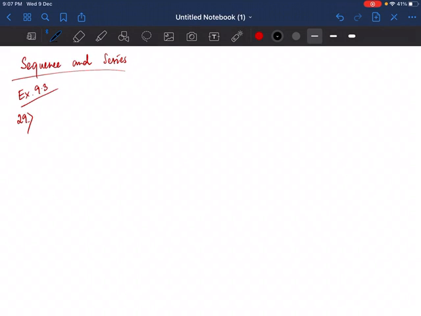So what I am about to start is question number 29. Here it says, if A and G be arithmetic mean and geometric mean respectively between two positive numbers. Previously I have already discussed geometric mean. So what was geometric mean?